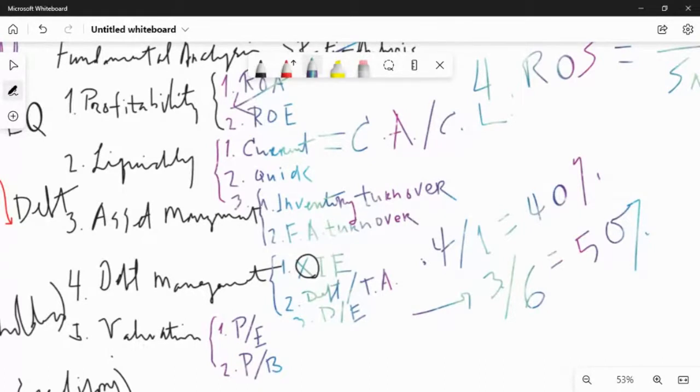Current assets over current liabilities. And this ratio must be greater than 2, right? It must be at least greater than or equal to 2. And the quick ratio is basically current assets.